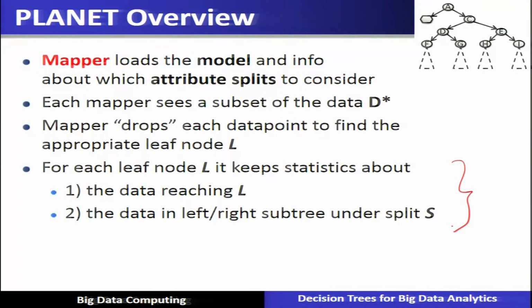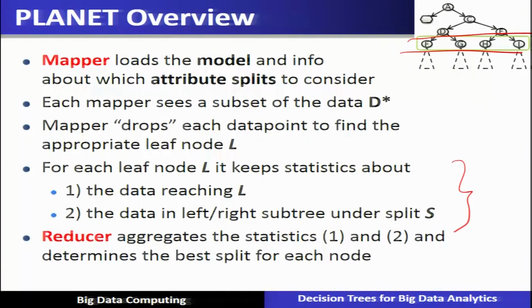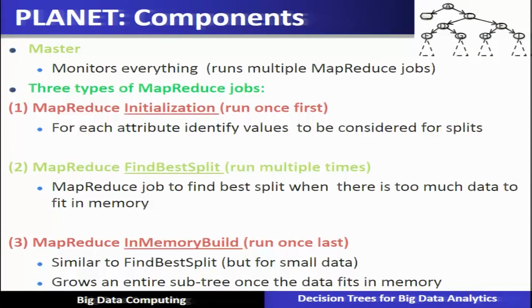So each mapper now has to deal with a particular level of the nodes and has to decide whether it has to be further split or not. If it is to be split further, then another iteration will go on with the next set of MapReduce job. A reducer aggregates the statistics of 1 and 2 and determines the best split at each node.